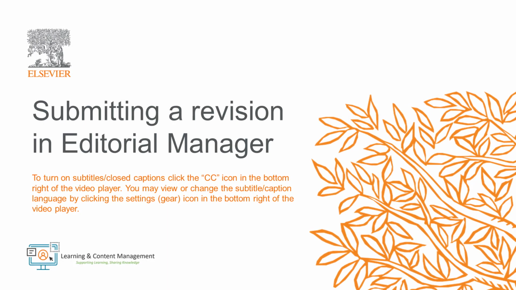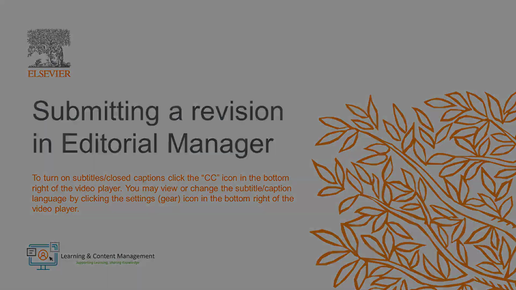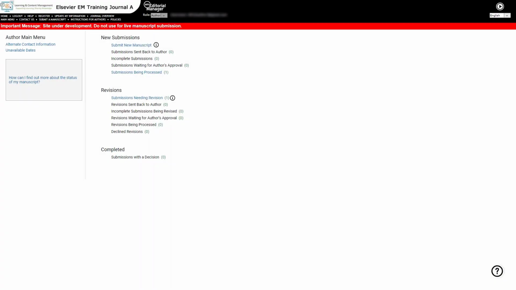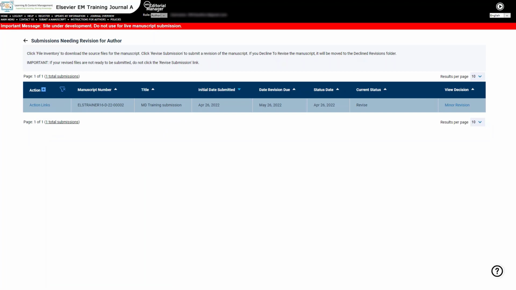In this video, I will explain how to submit a revision in Editorial Manager. To submit a revision in Editorial Manager, log into your Author main menu and click Submissions Needing Revision in the Revision section of the menu. Locate the manuscript you wish to modify. Click Revise Submission in the Action column.